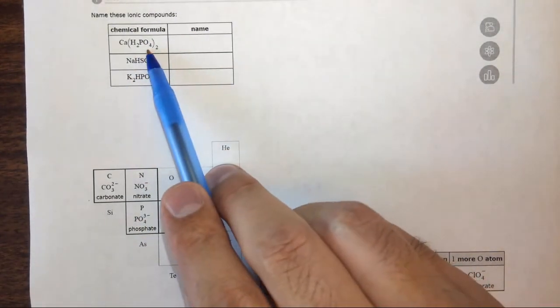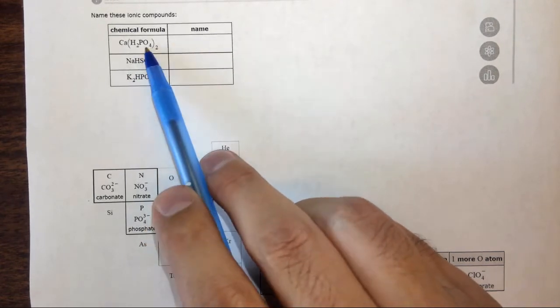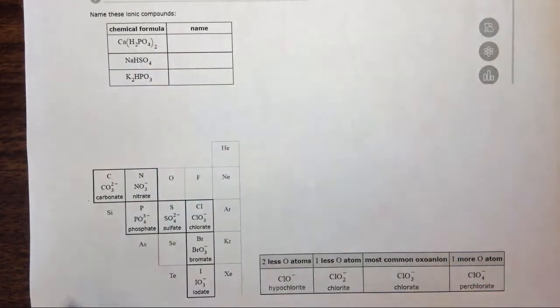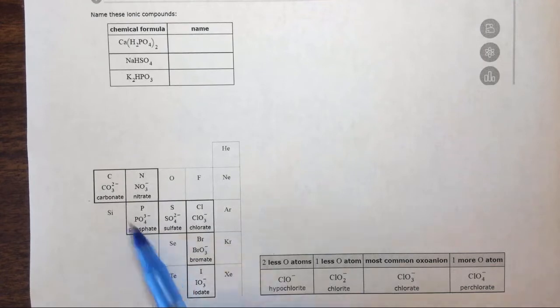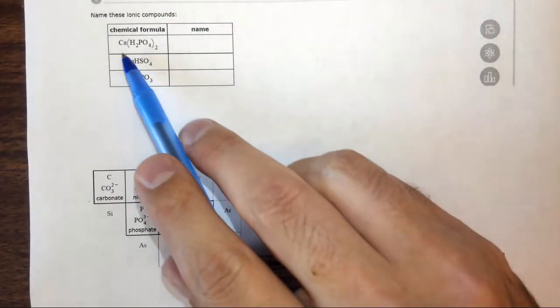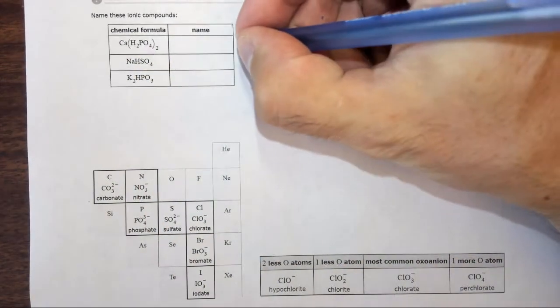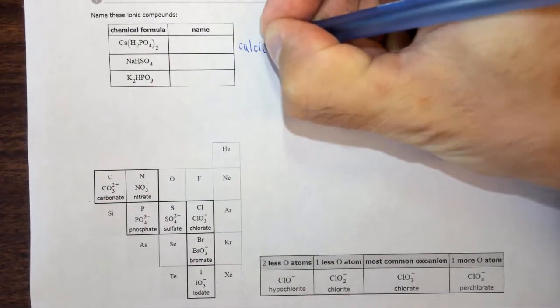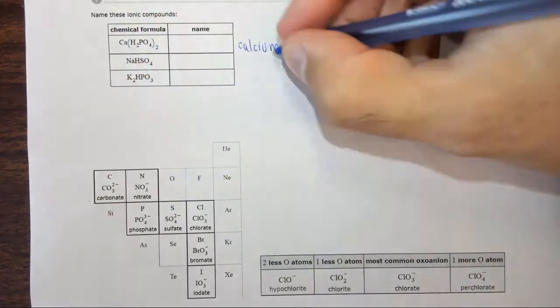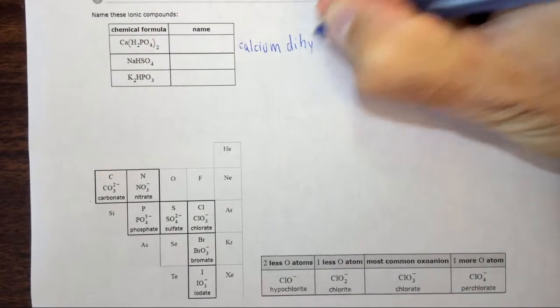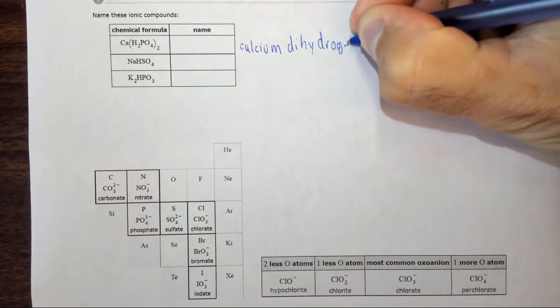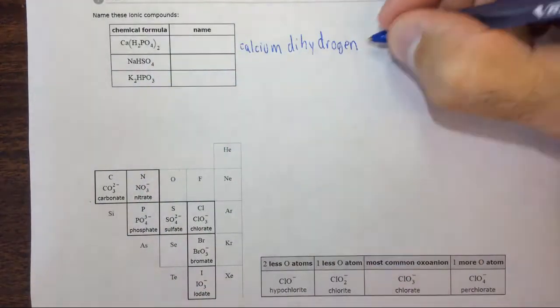The first thing that we need to do is identify the polyatomic ion, which in this case is phosphate, which is the most common oxyanion of phosphorus. So to name this, we simply start at the end, calcium, two hydrogens, so dihydrogen, and then phosphate.